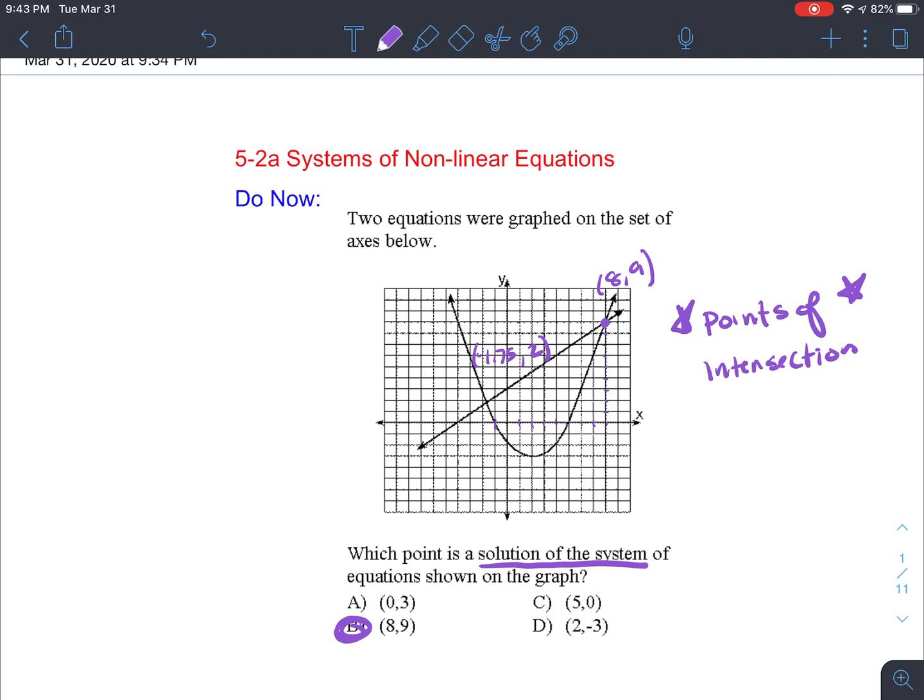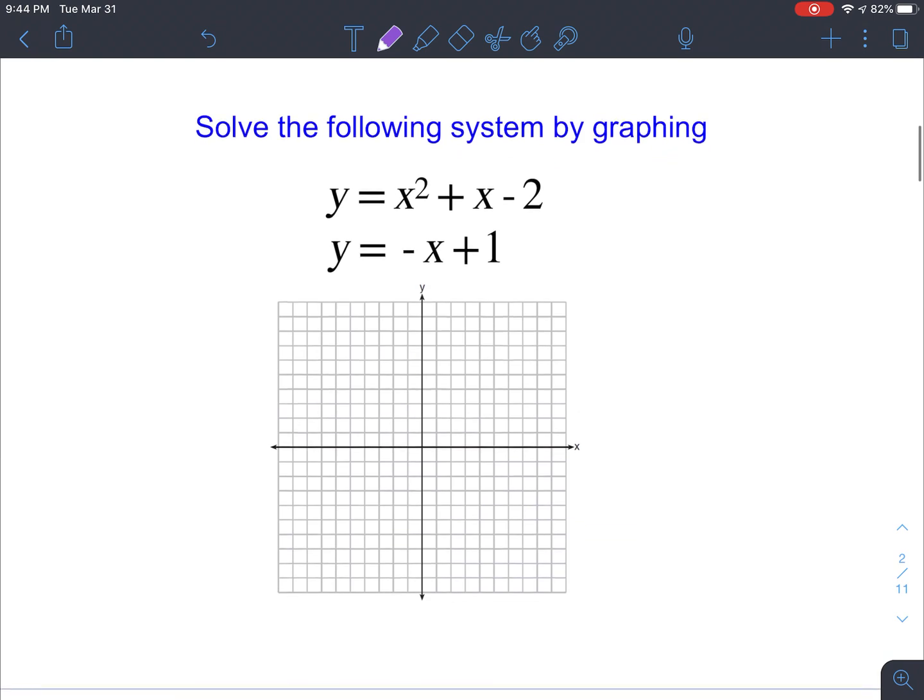But how these nonlinear equations differ from linear equations is that the number of solutions we may get is going to be different. So we're going to look at a bunch of examples today of systems of equations, some with lines, some with parabolas, some with others, and we're going to see the similarities and differences between how we solve systems of linear equations versus things that are nonlinear. So to start us off, I'm going to ask that we graph the following system.